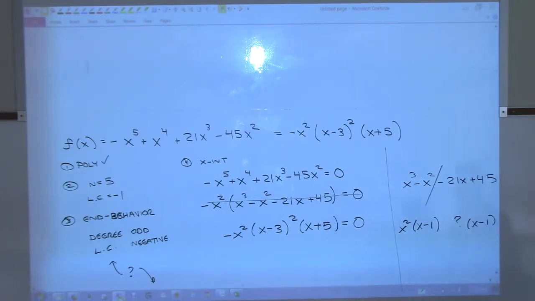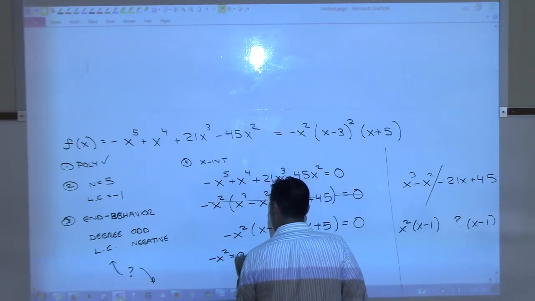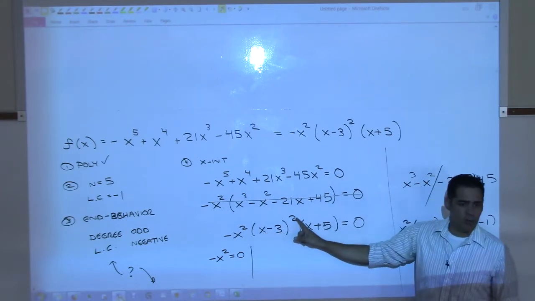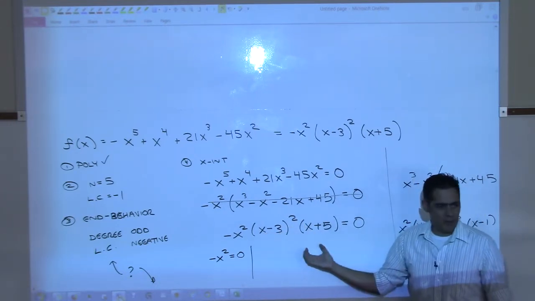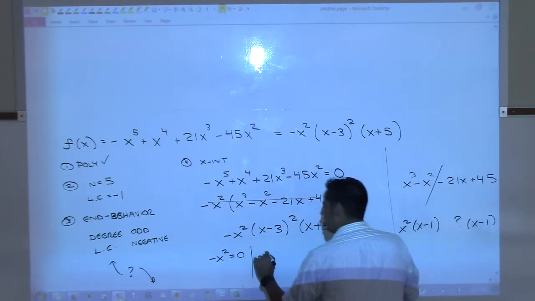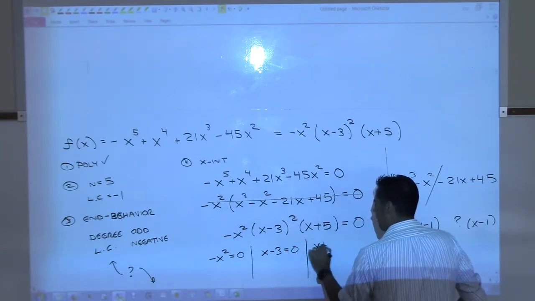Yes? Okay, so we're going to set negative x squared equal to zero. Now what about this? We have x minus 3 and then we have squared. Does that mean I have to do it twice? You can just do it one time because it's the same factor. So just set x minus 3 equal to zero and then x plus 5 equal to zero.